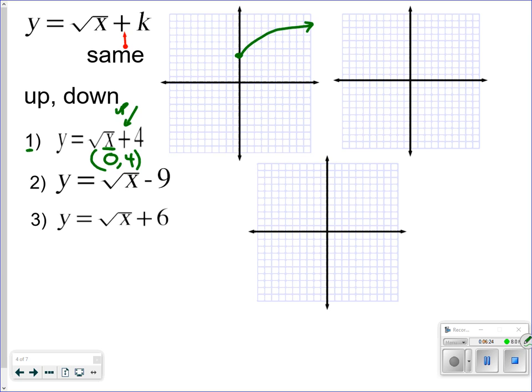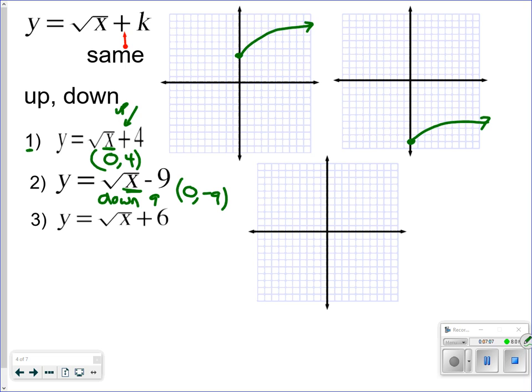Number 2, y equals the square root of x minus 9. This time again, there is no number with the x, so it does not move to the left or to the right. This one in the back has a minus 9. That means this one shifts down 9 spots. So start down 9 spots. That will be the center, and then you can make your picture going up and out to the right, this way. That center, since there is no h number, is 0, and the k number is negative 9, so there's your center.